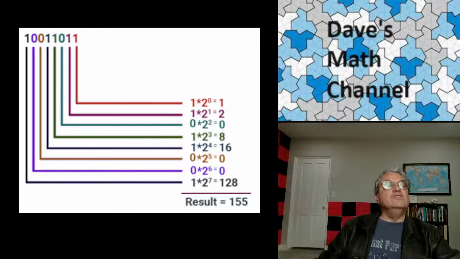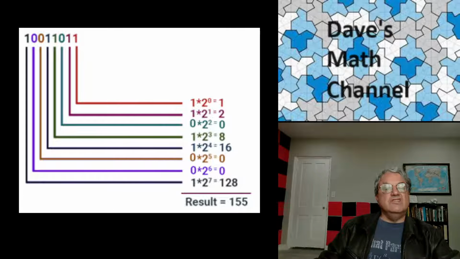And then you have a 1 for the next place. That's 1 times 2 to the 1. That's 2. You don't worry about the third one because that's 0. You don't have to add anything here. Fourth one is another 1. So you have 1 times 2 cubed now. That gives you 8. Fourth one is 1 times 2 to the 4th. That gives you 16. And then you got a couple more zeros. You don't have to worry about those. But then the last one is 1 times 2 to the 7th, which is 128. And when you add up all these numbers, you got 155.